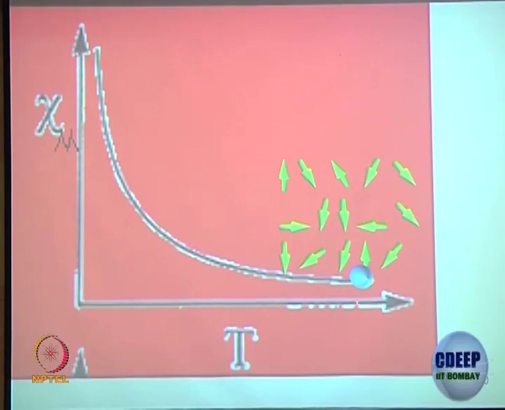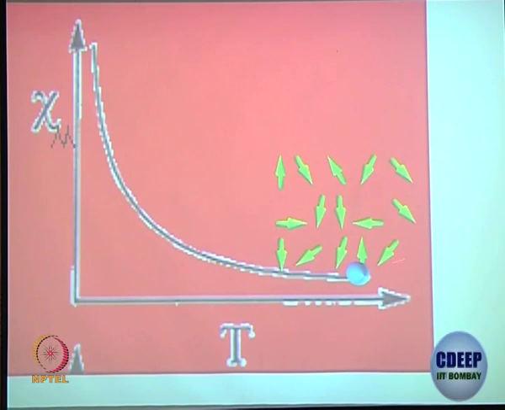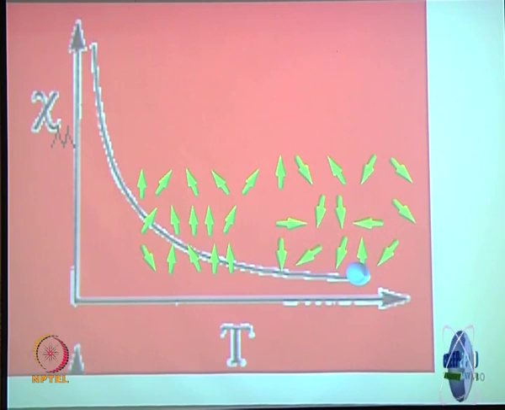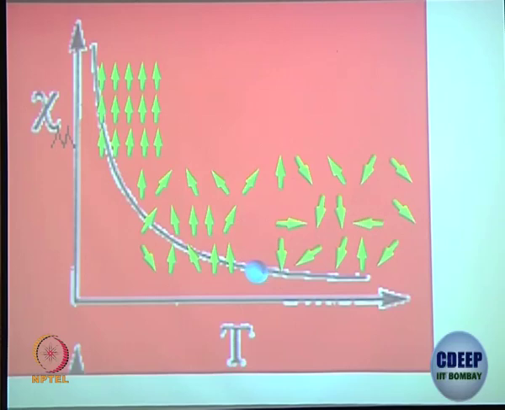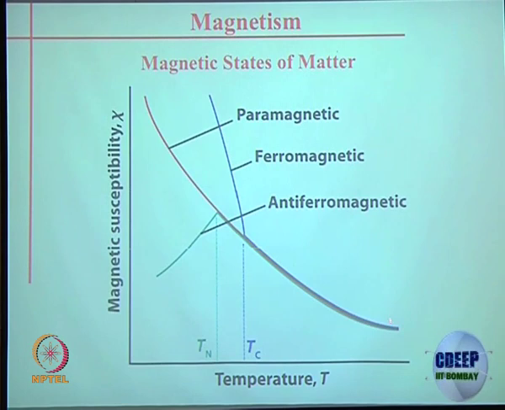Now you cool down the sample, what will happen? These randomly oriented spins will get some particular orientation. It will try to freeze. You will be able to freeze the spins more and more if you decrease the temperature. You start with 1000 degrees centigrade, come to room temperature, and the magnetic moment value will increase for the sample. This is the behavior you are expected to see for a paramagnetic complex. So random spin, a little bit organized, further organized. That's the kind of behavior you should expect for paramagnetic species.